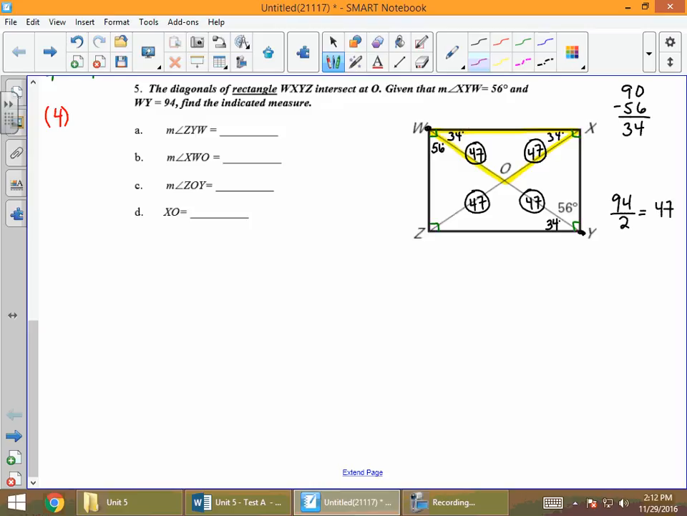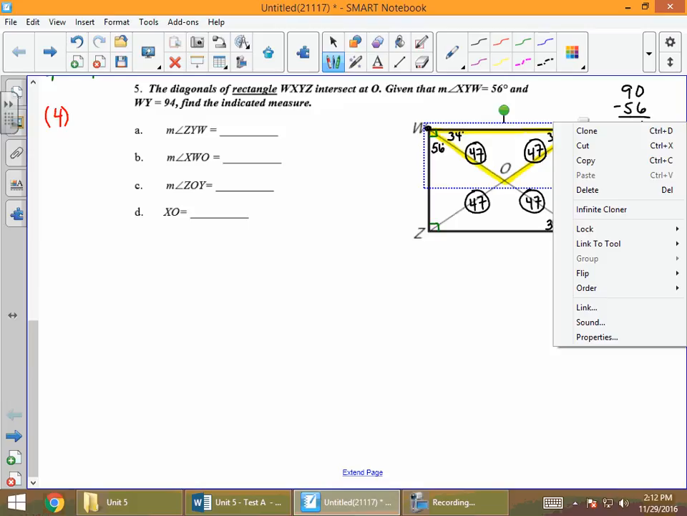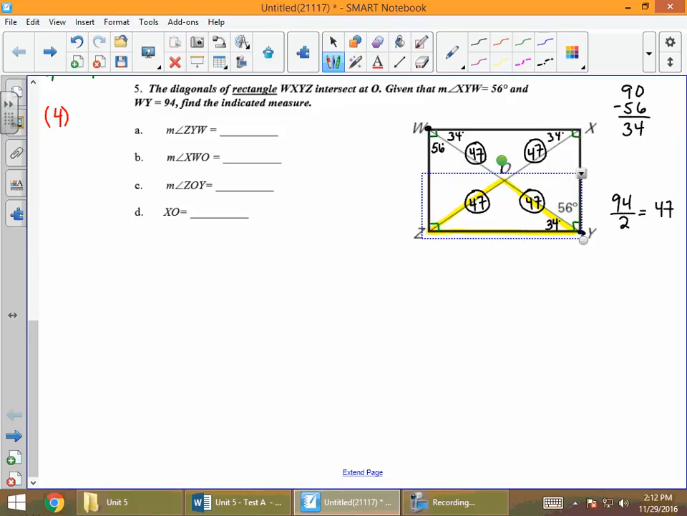Same thing at the bottom. Right, this bottom triangle, let's see if I can't flip up and down. This triangle down here at the bottom is an isosceles, 47, 47, so base angles have to be congruent, 34. And again, now I know if that's 34, this piece here is 56. All right, so this one up here is 56. Whew, so a whole bunch of information.